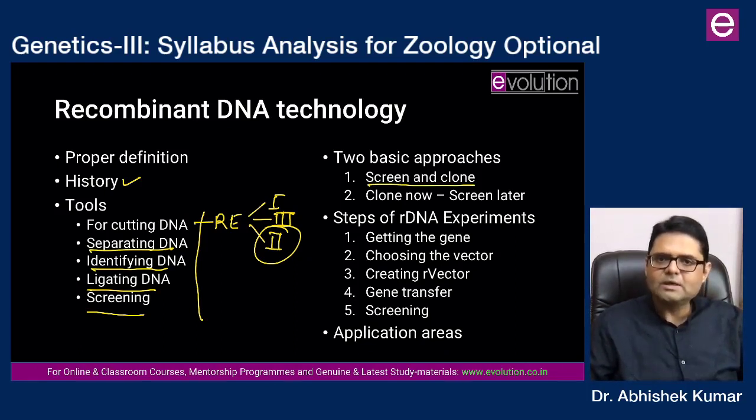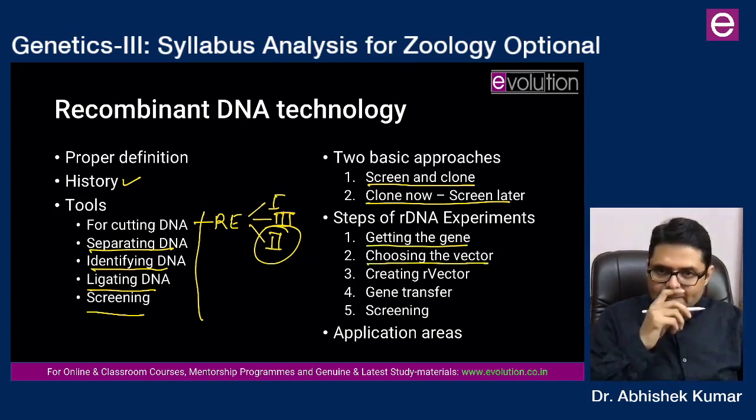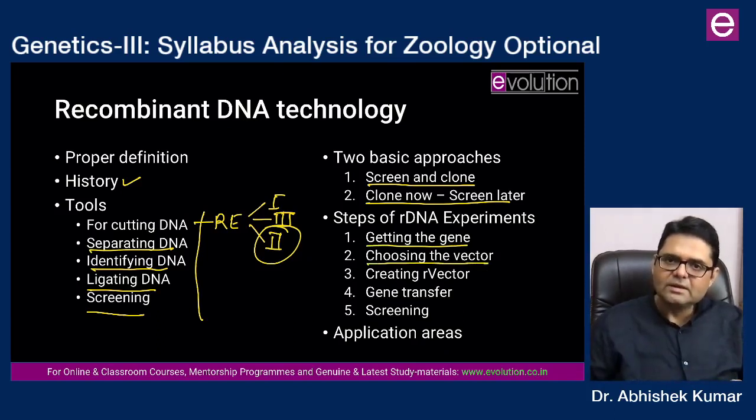But the second and more commonly used approach of the 1990s was clone now, screen later. It is also known as the shotgun approach of gene cloning. Know about both the methods and how we go about it, and then individual steps need to be done in detail. How do we carry it out? How do we get the gene of interest? How do we choose the vector? What are the considerations when we are choosing the vector? It is the host cell, it is the size of the genetic material that we want to transfer, it is the presence of markers, it is the nature of the multiple cloning site or polylinker site. All of these play a big role in selecting the vector.